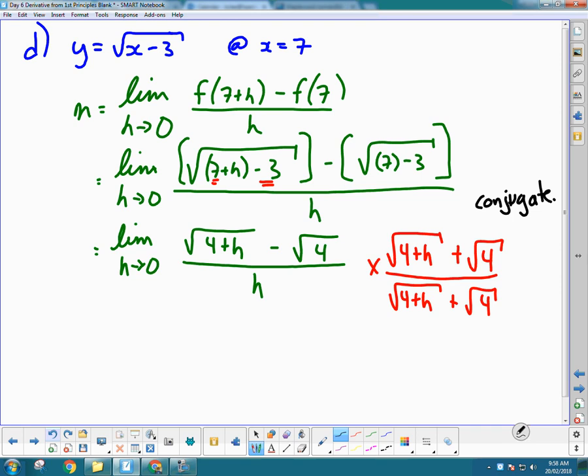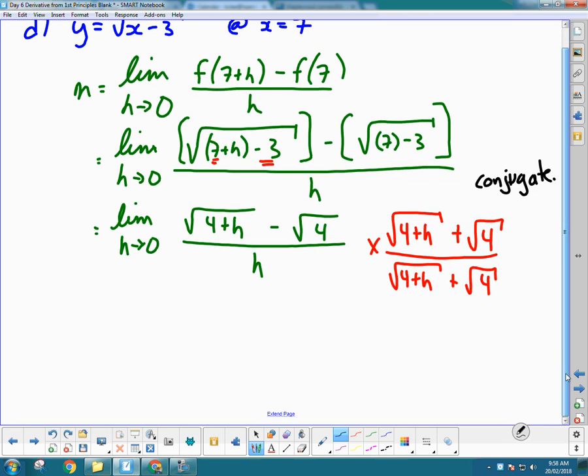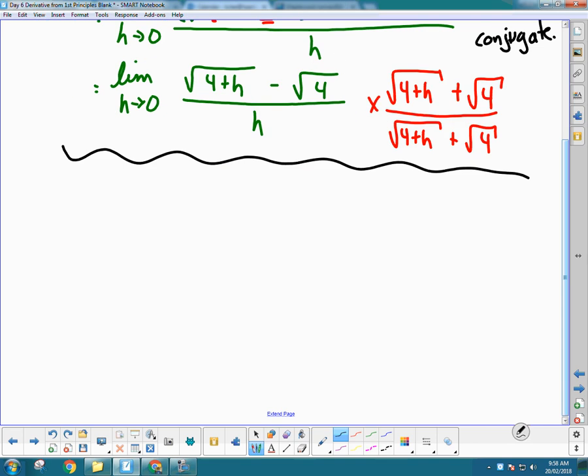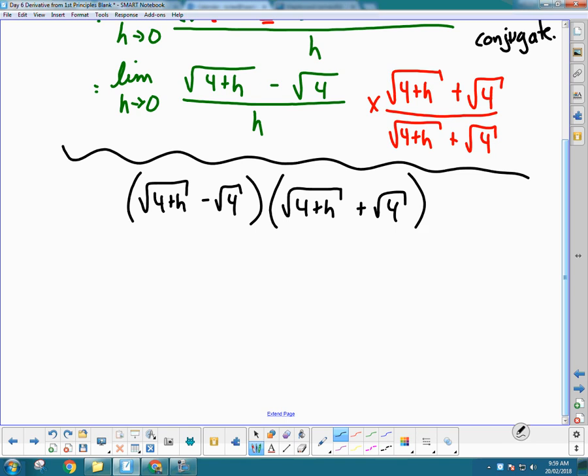I would normally do it off the side on the chalkboard, but for the purpose of this video, I'm just going to do it underneath and erase. So you can just watch this part. Okay, so this part is meant to be off on the side. I'm going to do root 4 plus h minus root 4 times the conjugate, root 4 plus h plus root 4. Okay, see what happens when I do this somewhat complicated math.